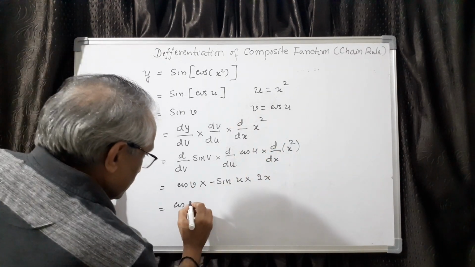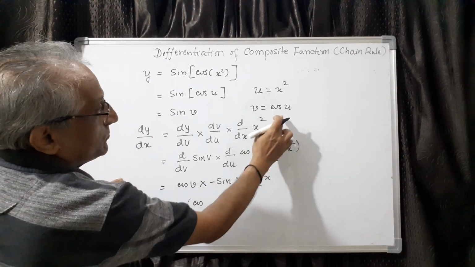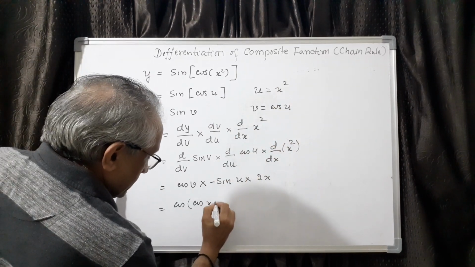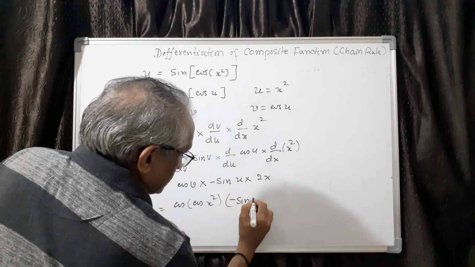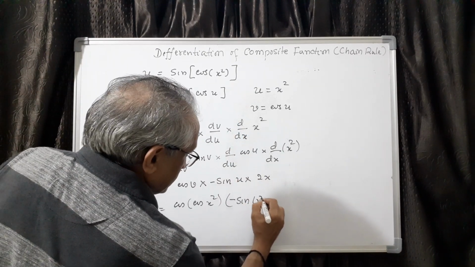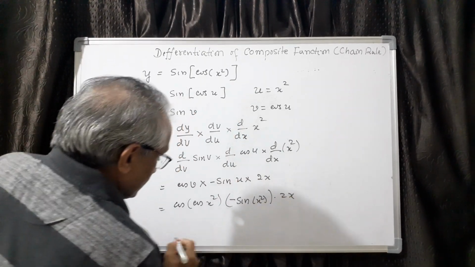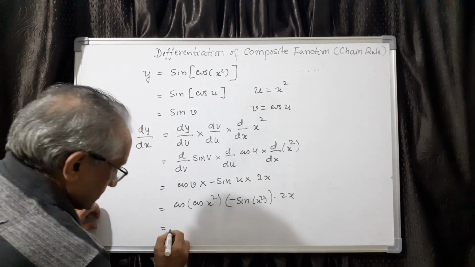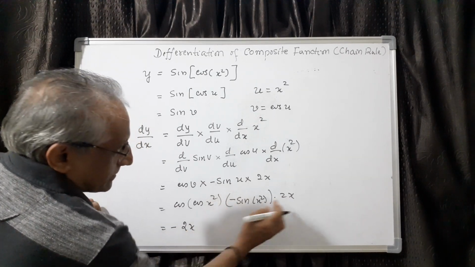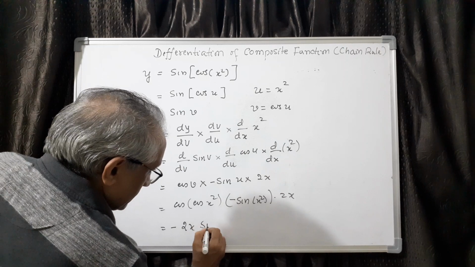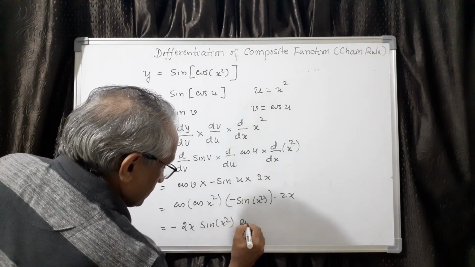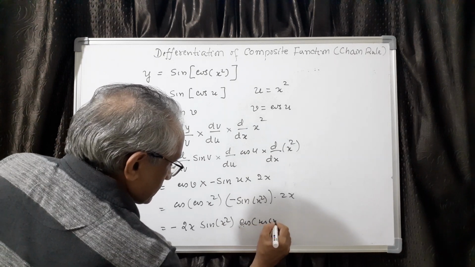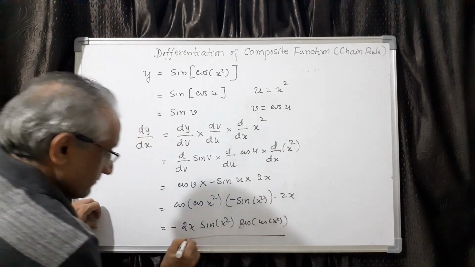V is cos u, therefore this is cos, but u is same as x square, therefore in a single shot you can substitute like this, into minus sin u is x square into 2x. Of course, later you can write minus is outside, then 2x. This one you can write first, then sin of x square, then cos of x square. So this is the final answer.